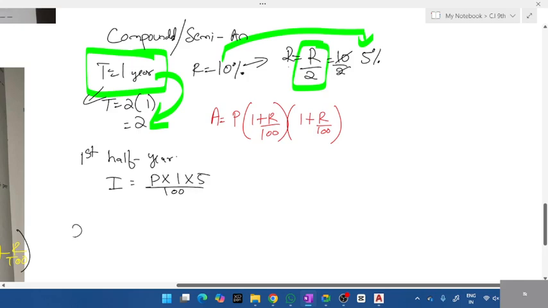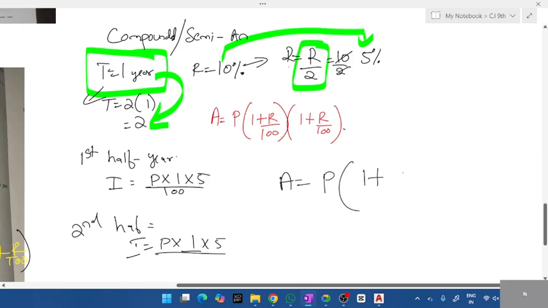Okay, first half year and second half year, students. For the second half year, you have to find interest, amount, all those things. Interest is equal to P into 1, time period again 1, for the second half year. Now when it comes to the formula, look here, amount is P into 1 plus, what is the value of R you have to take? 10 or 5? 5 divided by 100 to the whole power T.